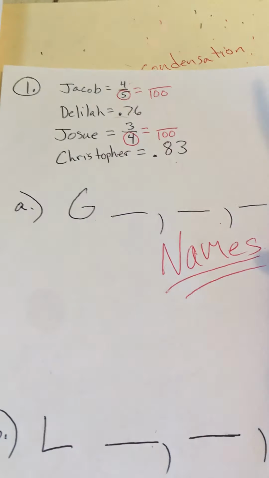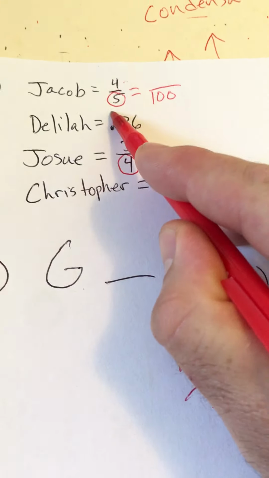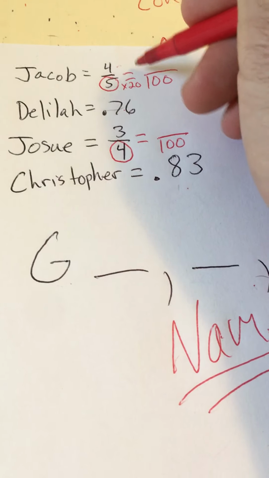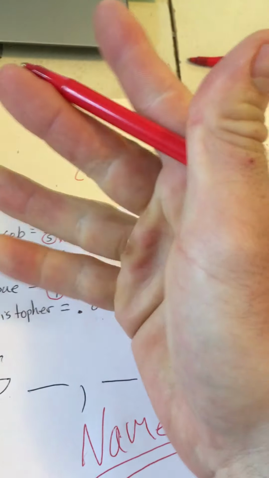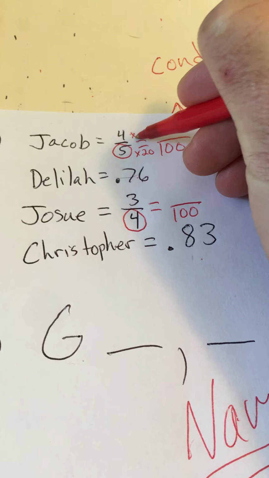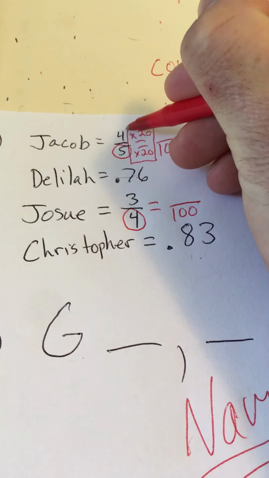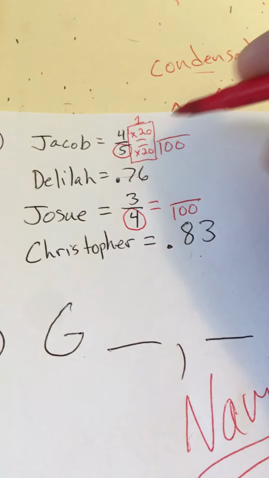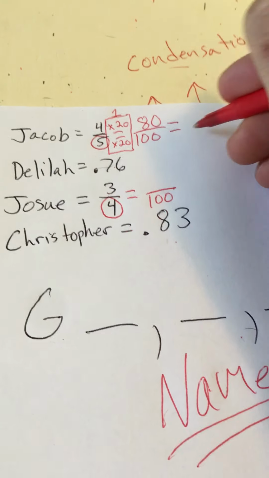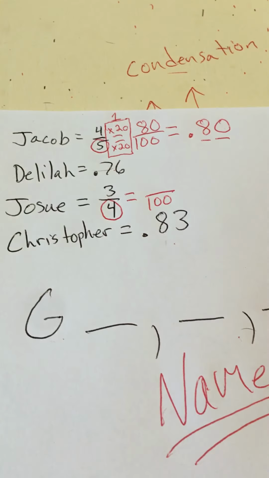You could just do 4 divided by 5. I'll do one example of that. Okay? So 5 times 20 is 100. If you count by 20 5 times: 20, 40, 60, 80, 100. So 5 times 20 is 100, so we're going to multiply 4 times the same number, times 20. That way we really multiplied 4/5 times 20/20, which equals 1. So 4 times 20 is 80 hundredths, and we write that as 0.80, landing in the hundredths place.